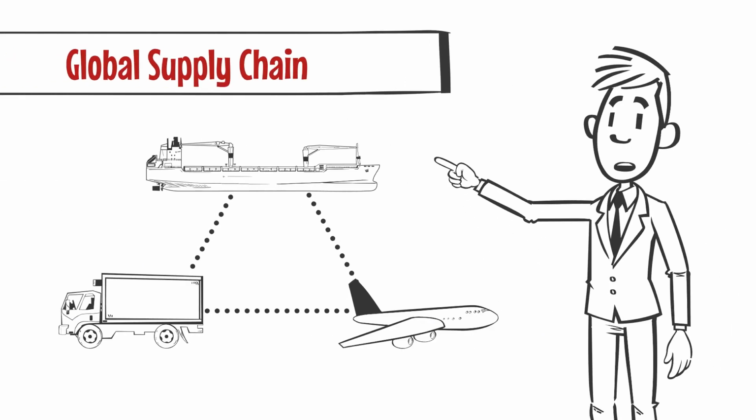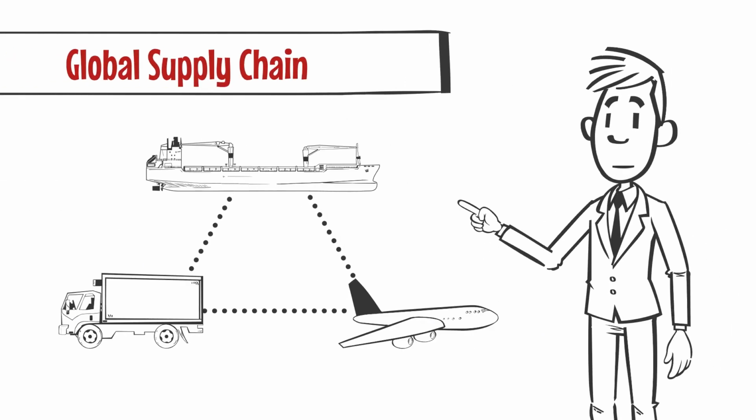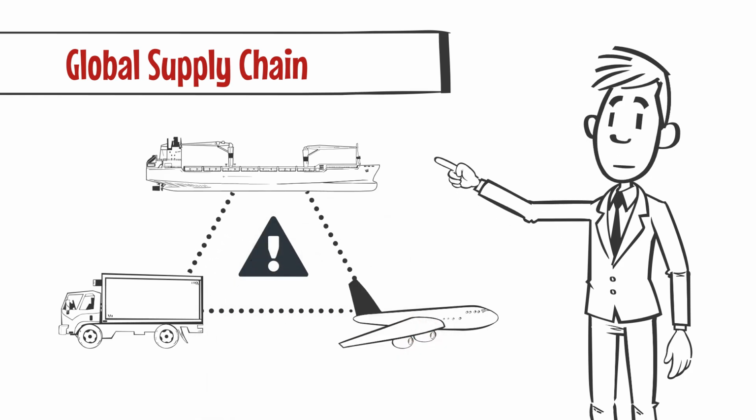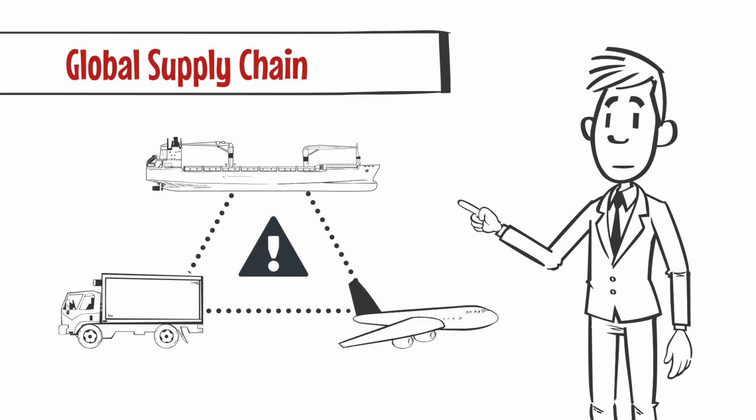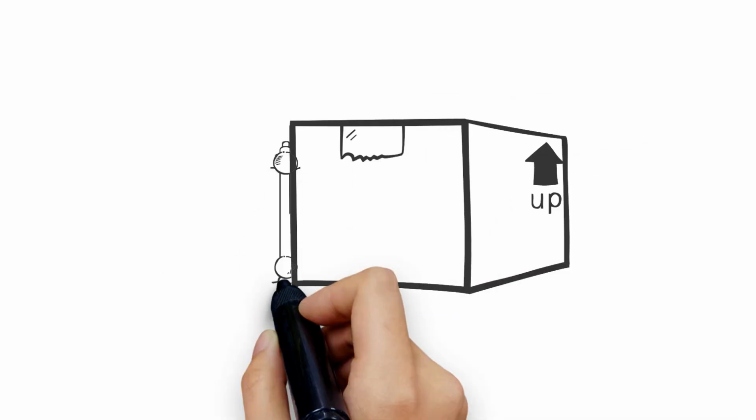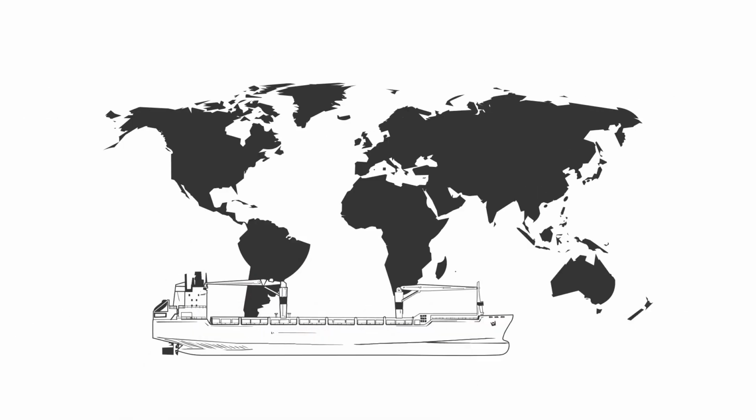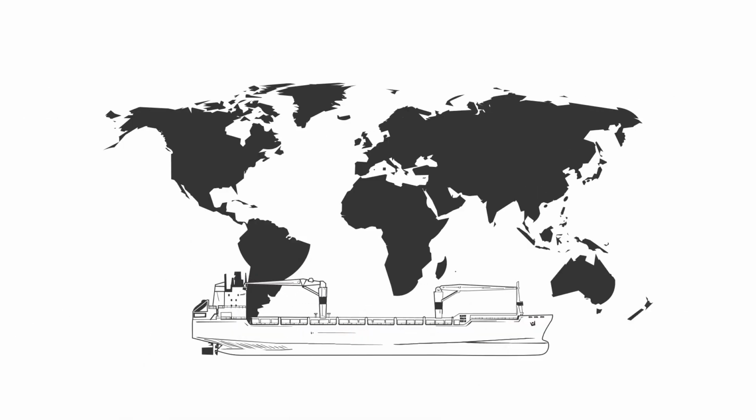Global supply chain. Nvidia's chips are manufactured around the world. Disruptions such as shortages or shipping delays can slow production. New export controls and tariffs can also affect how easily Nvidia ships products internationally.